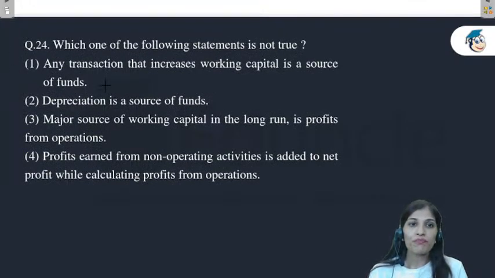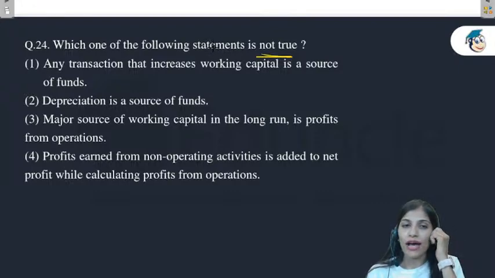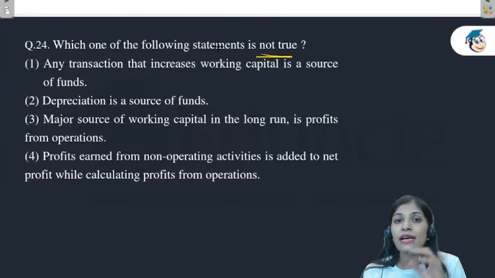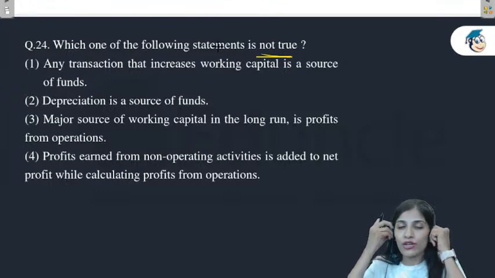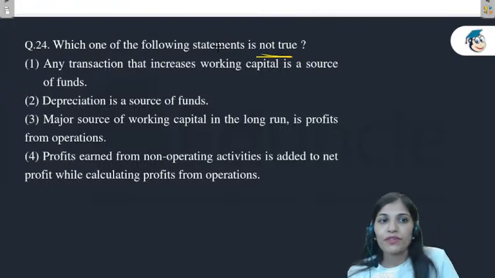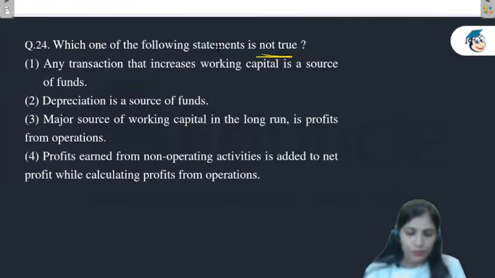Question number 24. Not true. Which of the following statement is not true? See, do not make any hard and fast decision. Very carefully, you have to read very cautiously. Read the question very cautiously. Give time to your question, then you will not have to make time for your answers. Exactly. Right?